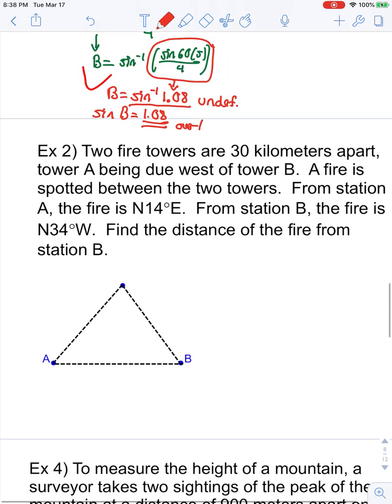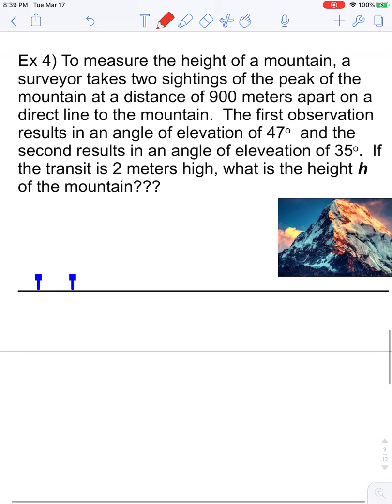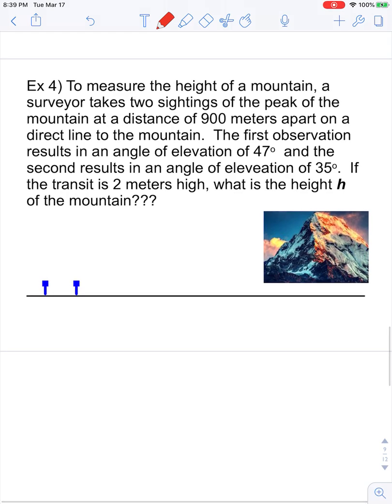Okay, we're going to look at a couple of examples of some applications. This number 2 I'm actually going to skip. This has to do with something called bearing, and we're going to come back and talk about bearing again a little bit later, probably after spring break. However, if we look at this one, there's a lot of information in this problem that we're going to have to pick apart. Definitely going to be a multi-step problem.